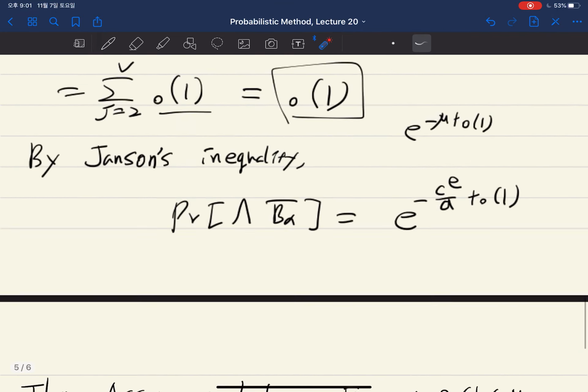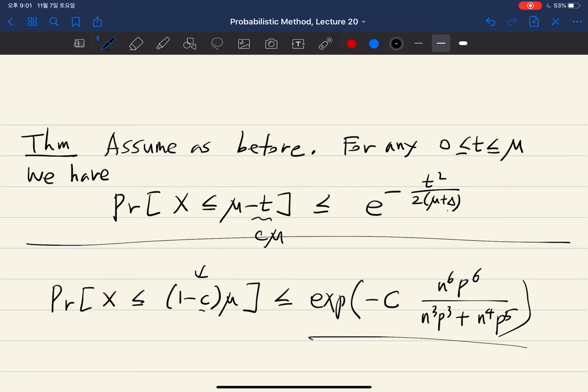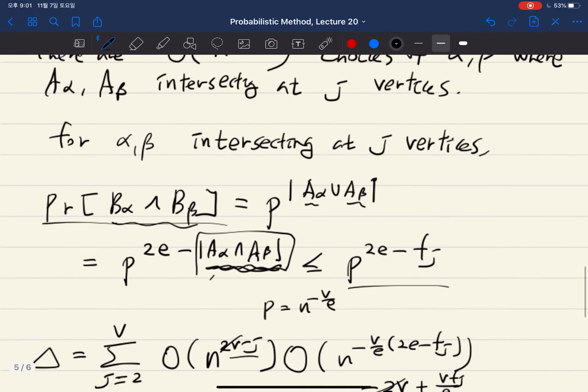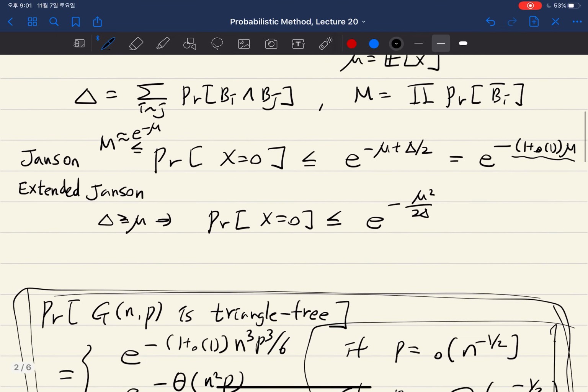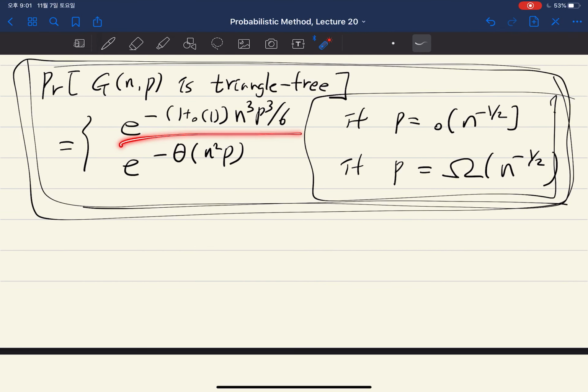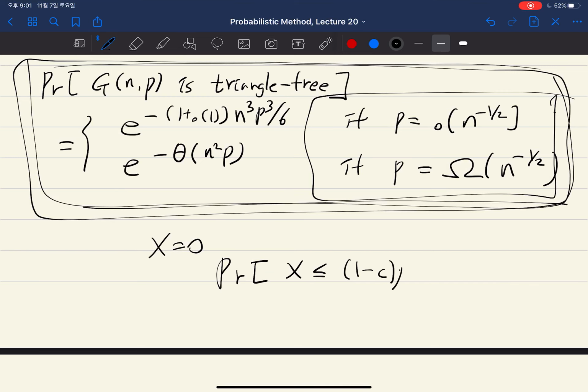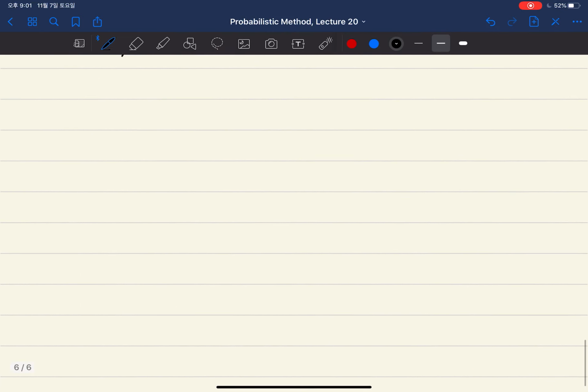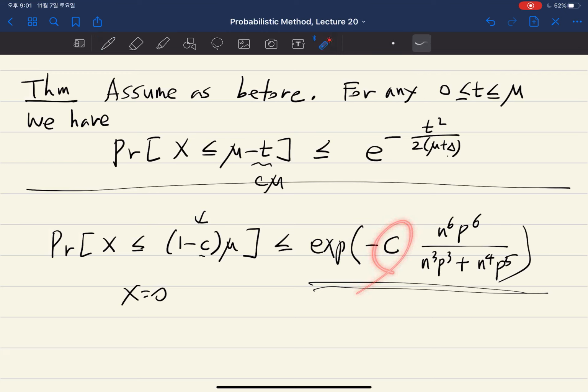But if you think about it, this holds when x equals 0 as well. So if you go back to the previous theorem that we proved, we know the probability that x is 0. So that provides a lower bound of the probability that x is smaller than 1 minus c times mu. That lower bound is more or less the same as this upper bound, except this constant factor is maybe different. So this is, again, as best as we can do, up to a multiplicative constant in the exponent.